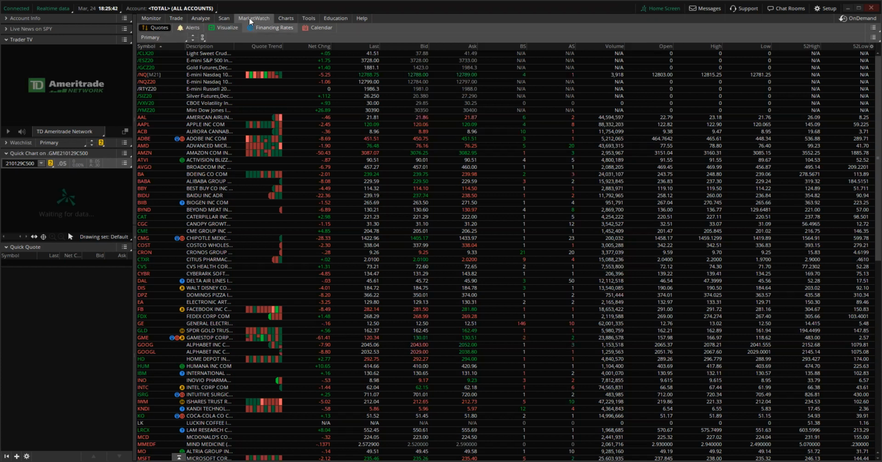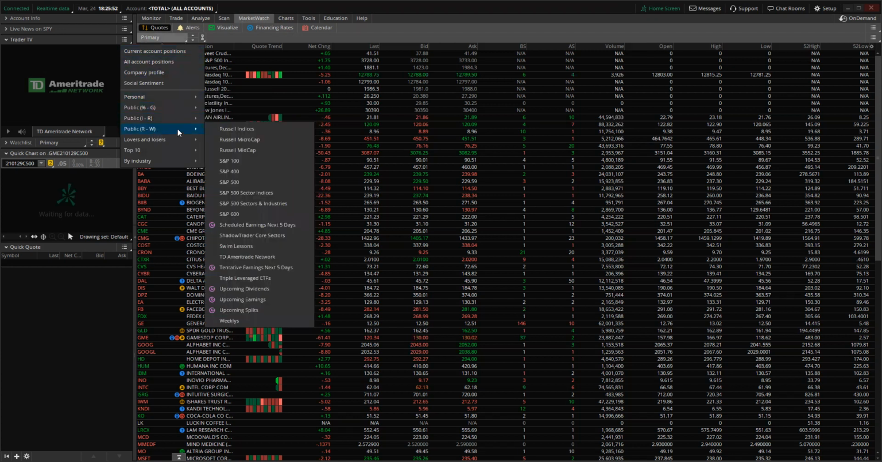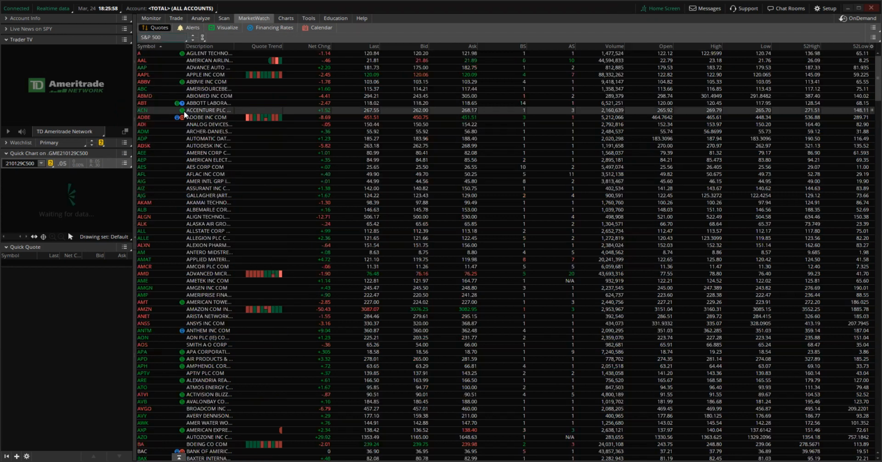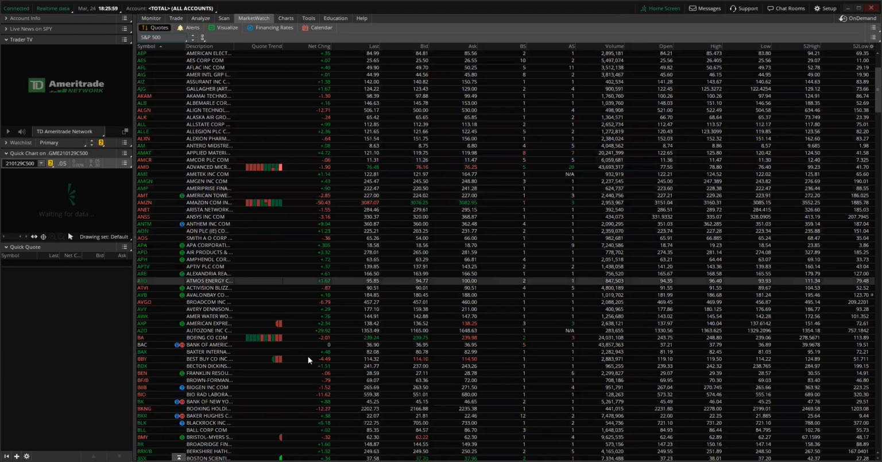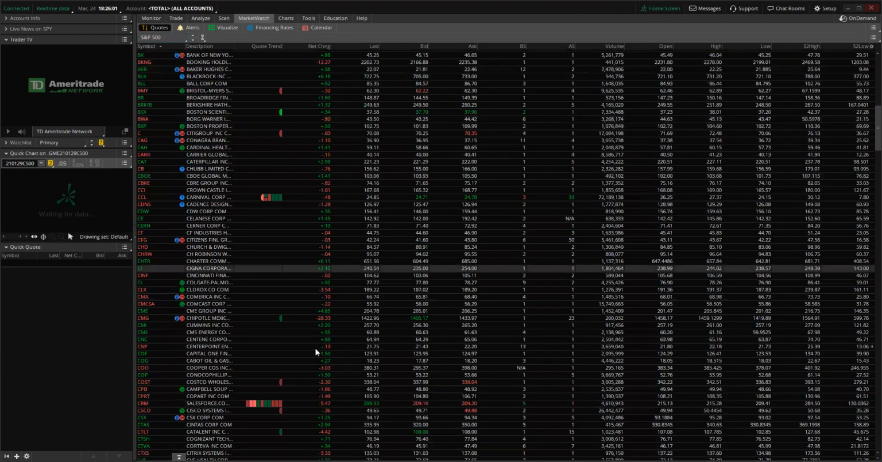A good way to find that out is to head over to the Market Watch tab in Thinkorswim. Click this little tab up here that's going to control your separate watch list. Go down to the public section and then go to the S&P 500. It's going to bring you really all the stocks that are compiled in there.